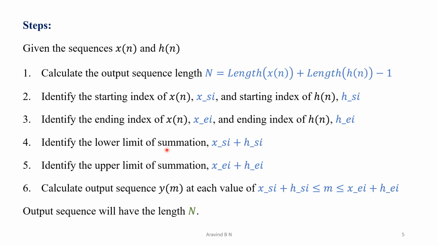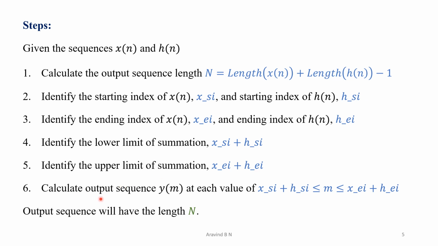Identify the lower limit of the summation. In the time domain formula, we have the summation representation on the right hand side. We need to identify from where that summation has to start and where it has to end. That starting value, the lower limit, is given by x underscore si plus h underscore si. This is the starting point for the summation. Similarly, the ending point or the upper limit of the summation is given by x underscore ei plus h underscore ei.